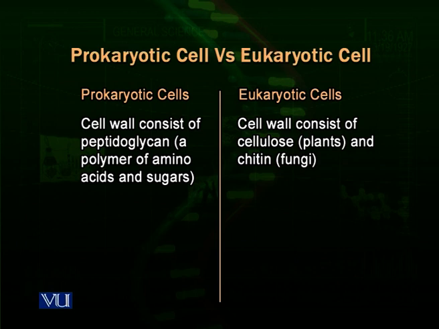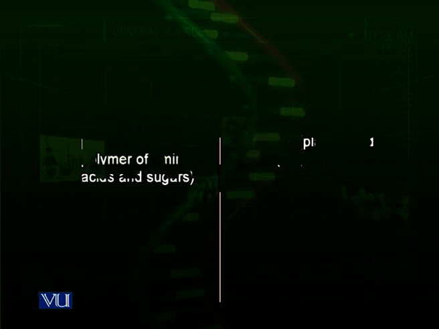But there is a difference between the prokaryotic cell wall and the eukaryotic cell wall. The prokaryotic cell wall consists of a polymer of amino acids and sugars, which is called peptidoglycan. But the cell walls of the eukaryotic cells, the plant cell, consist of large fibers of cellulose molecules, and the fungal cells have a cell wall of chitin. So the cell wall is present in both, but its chemical composition is different from each other.